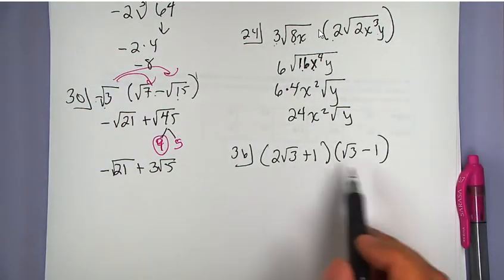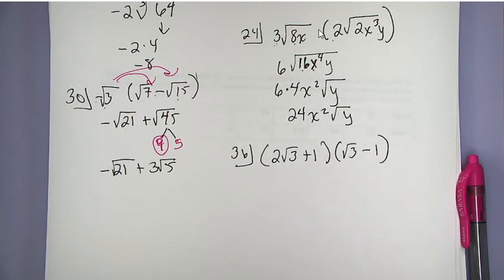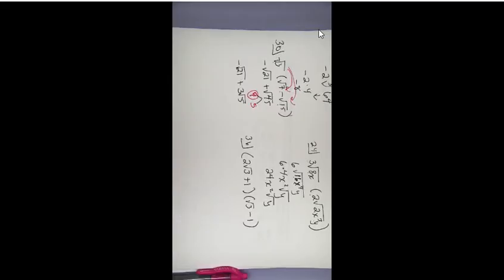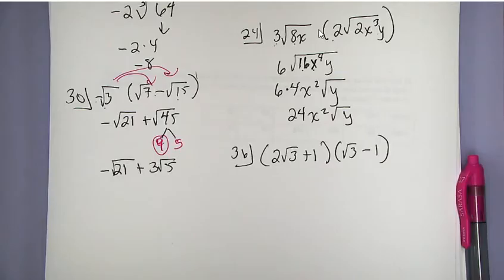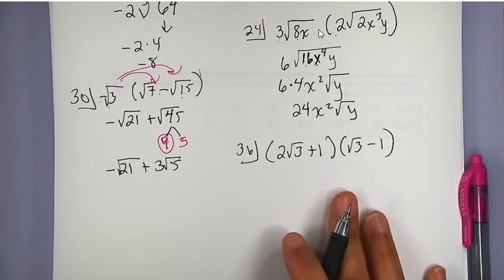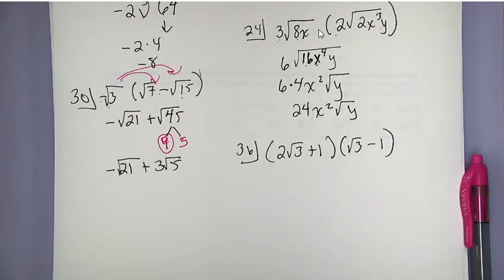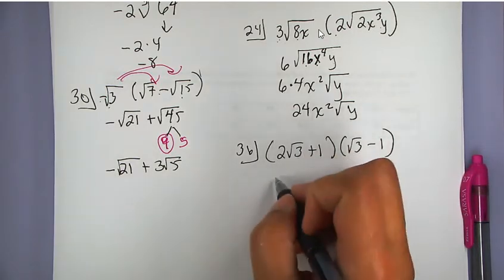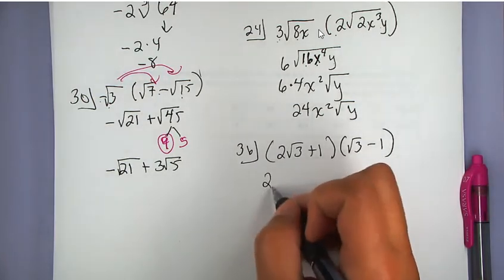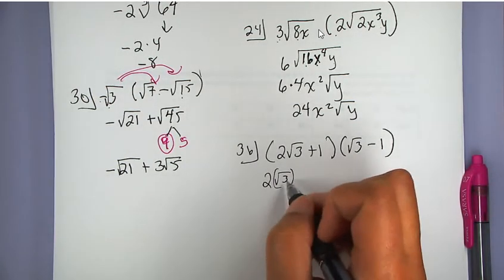Remember we talked about it. If you take square root of 3 times square root of 3, that's just 3. So this is just 2 times 3, which is 6, minus 2 square roots of 3, plus square root of 3, minus 1. You really can just go straight to 3 from here. If you multiply a square root times the same square root, it's just that number because when you square it, it cancels the square root out, so to speak.